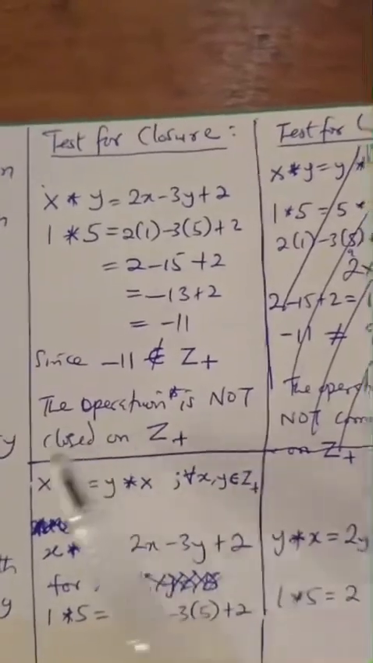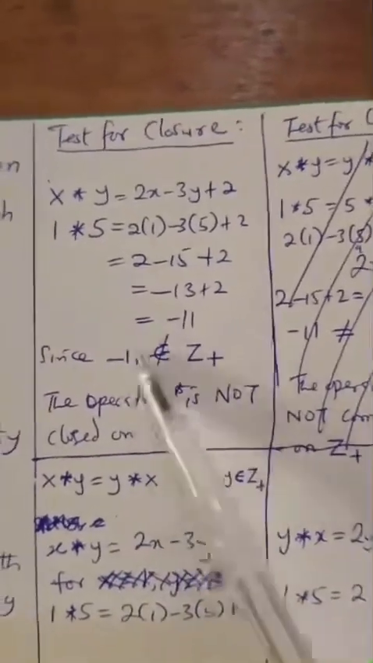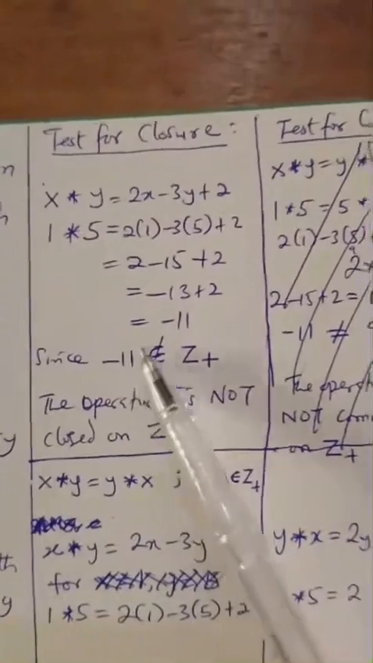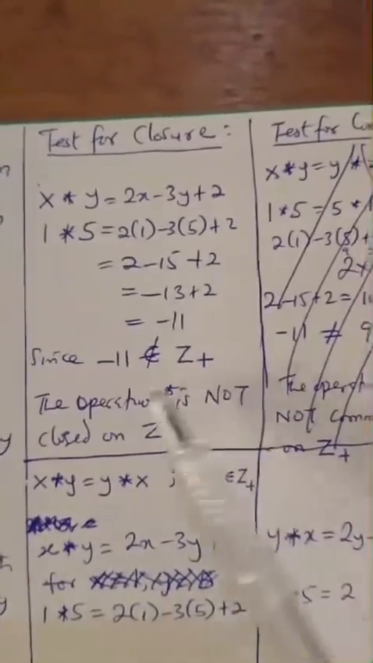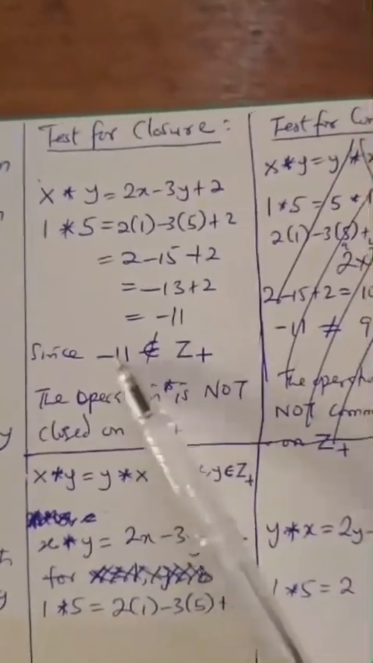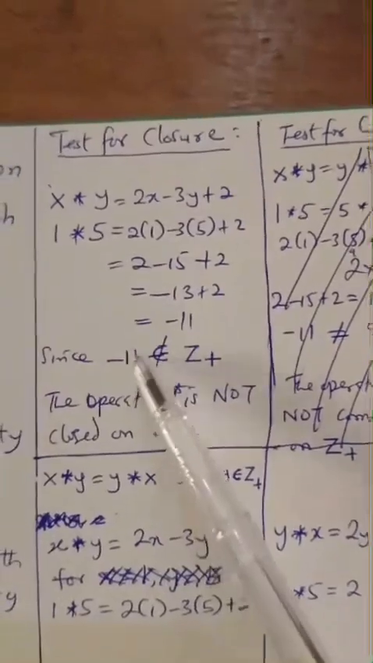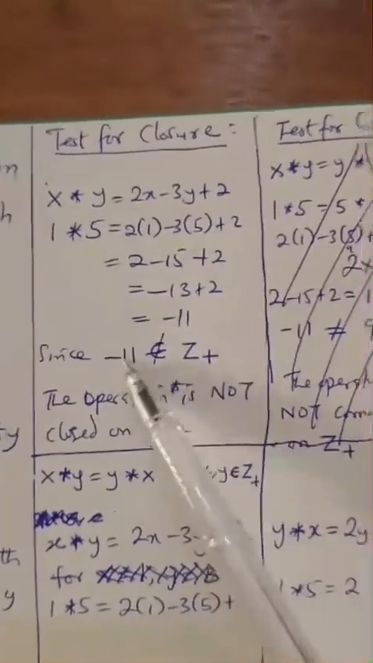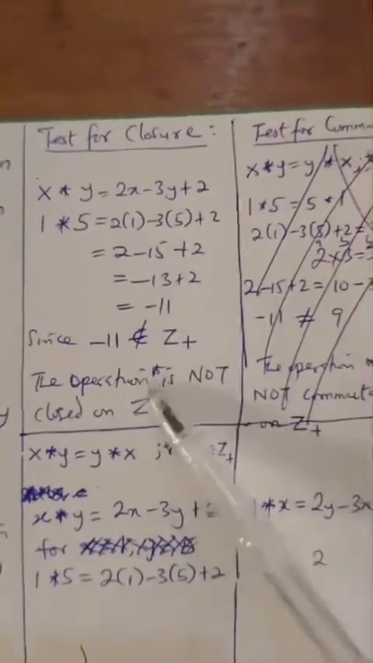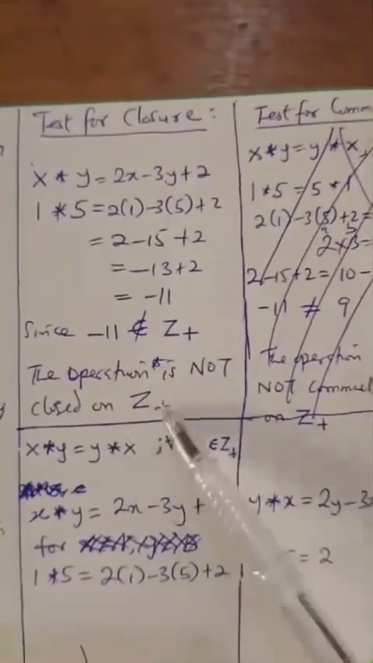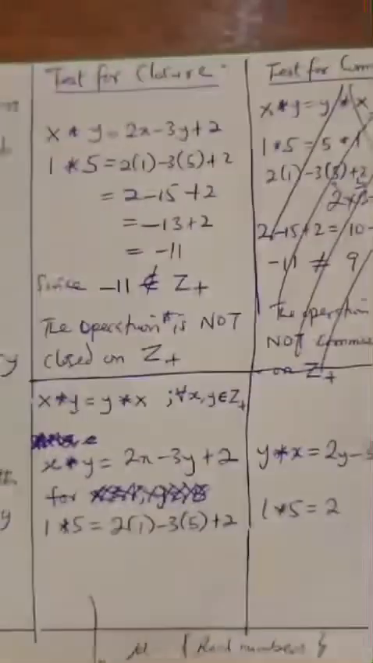The operation is not closed on the set of positive integers because we have a result which is not part of the set of positive integers. Even though 1 and 5 are part of positive integers, the result of the operation on 1 and 5, which is this minus 11, is not part of the set. So the set is not closed. The operation is not closed on the set of positive integers. Next up, we look at commutativity.